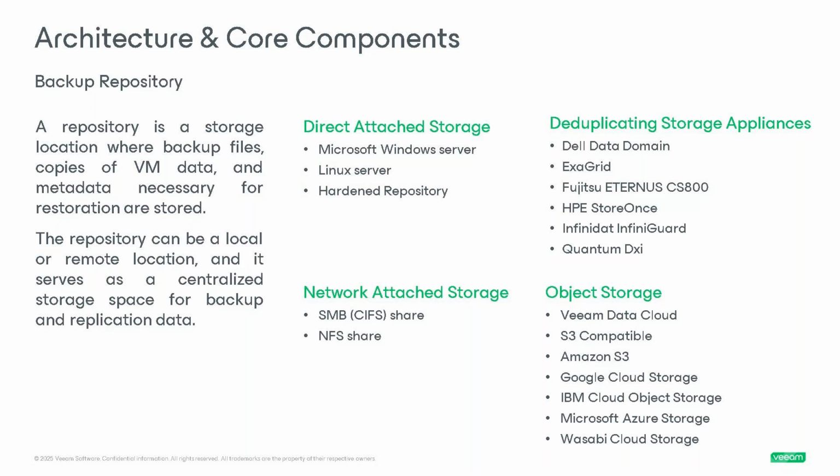It's a storage location where backup files, copies of the data, and metadata definitely necessary for restoration are stored. It can be local or remote. Part of the 3-2-1-1-0 best practice policy is to have a copy local and remote, and even more than that, which we will probably discuss as the slides go on. It serves as a centralized storage space for the backup and replication data, since it can be restored to anything that Veeam has an integration with, even if it was not backed up from that system.